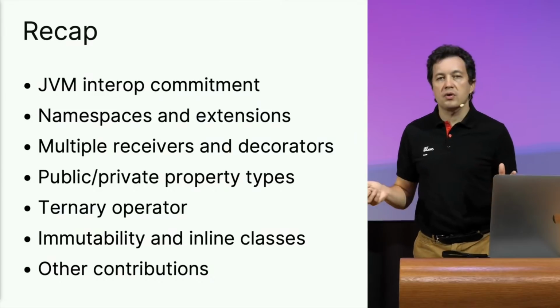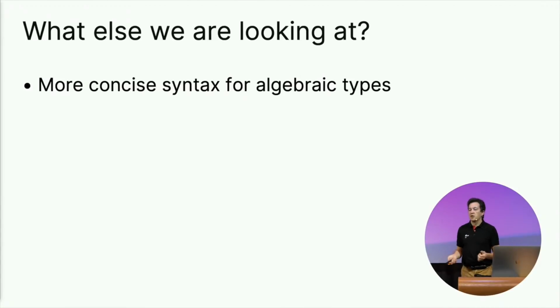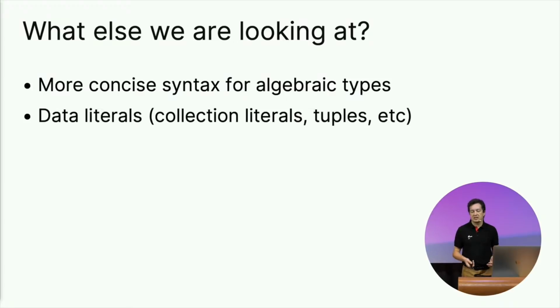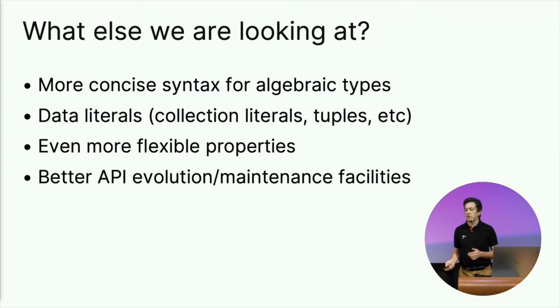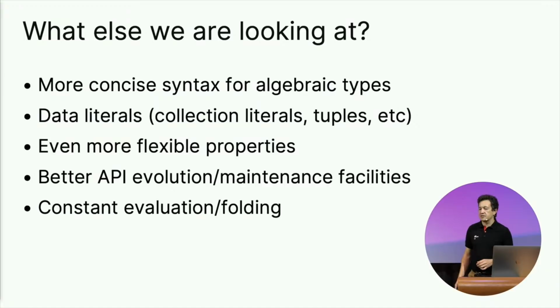But it's not all we're looking at. What else are we looking at? We're looking at how we can make syntax for algebraic types in Kotlin more concise. We're looking at various data literals, collections, tuples, etc., whether they can be brought to Kotlin in a consistent way. We're looking at even more flexible property syntax, because properties are a core differentiating Kotlin feature. We're looking at library authors and how we can give them features to enable more expressive, easier to maintain, and easier to evolve APIs.